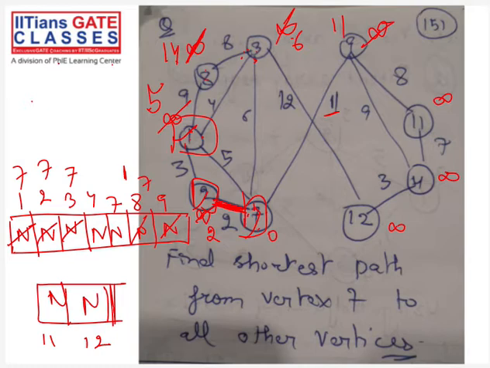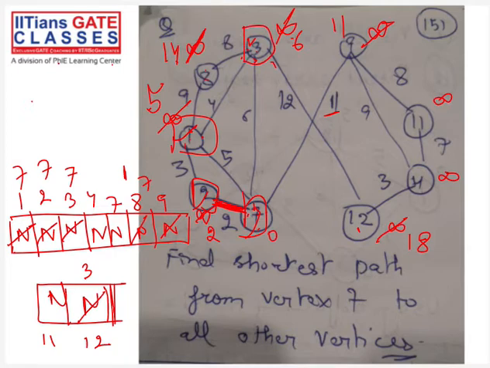This edge is also taken care of, and now the last edge is from 3 to 12, using the edge which has weight 12. So you'll have 6 plus 12, which is 18. So this becomes 18. And the parent of 12 is nothing but 3. And that's it. So this is also processed.